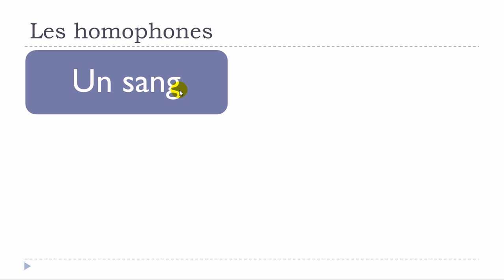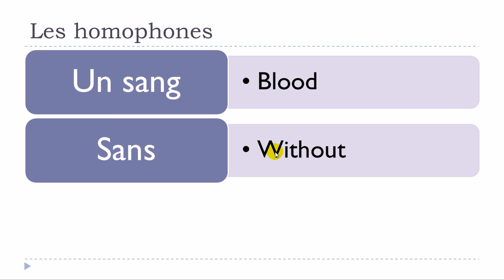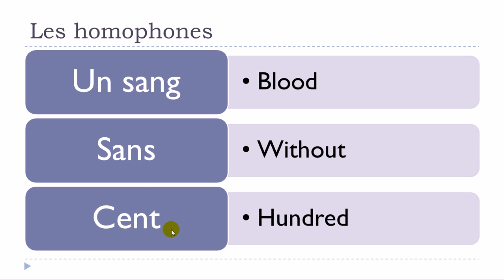Un sang. Okay, remember this G here doesn't exist, so un sang. And then here we've got this sang. Quite useful because it means without, sans. And we've got a third one, sans, written like that, and it's 100. Okay, so un sans, sans, sans.